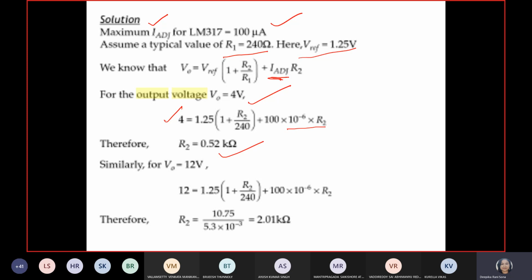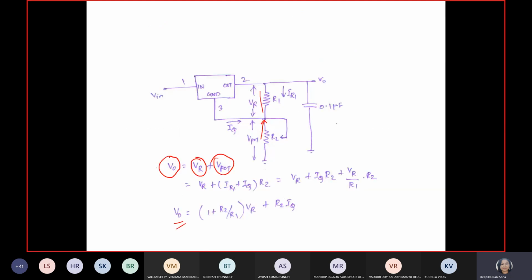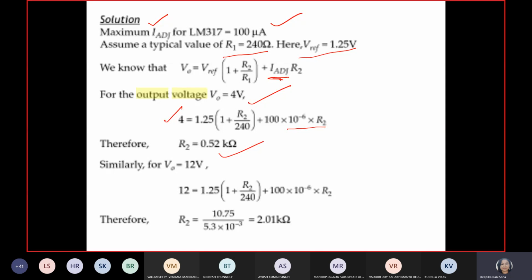Is it clear for you? So what is the R2 value? Where is the presence of R2? It is this potentiometer, guys. If I want 4 volt, I have to use that value of R2. If I want 12 volt, I have to use that value of R2. So from this example, it can be seen that in the adjustable voltage regulator, we just need to predict the value of R2 so that we can get our desired adjustable output voltage.